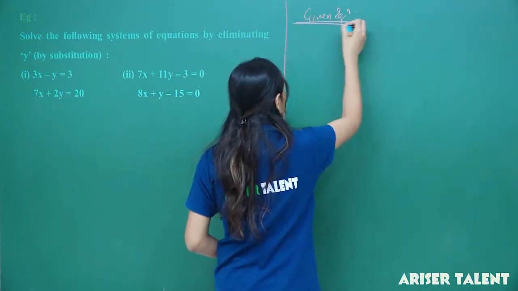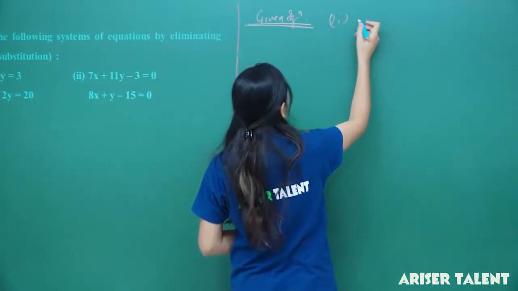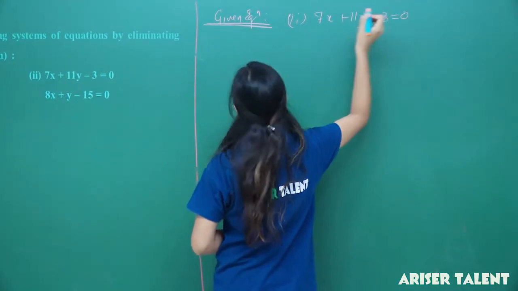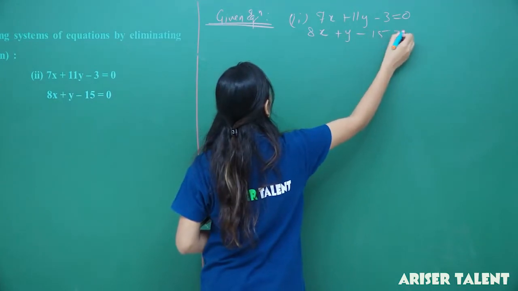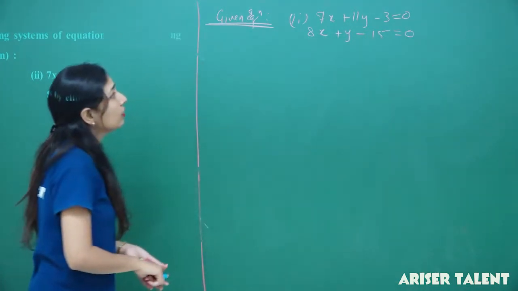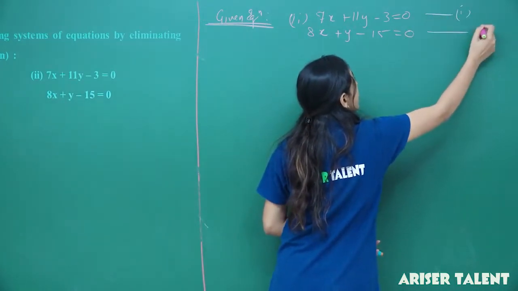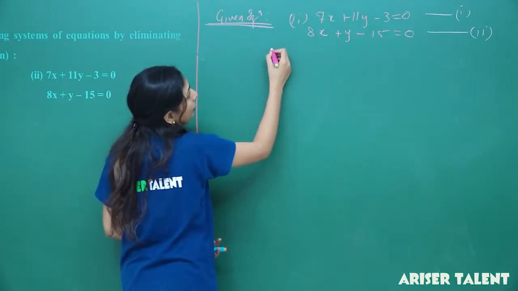Solve this question before me, the second part. Given equations: 7x + 11y - 3 = 0, and the second is 8x + y - 15 = 0. Okay, so first I will have this first equation and this second equation. What I will do is find the value of y in terms of x.